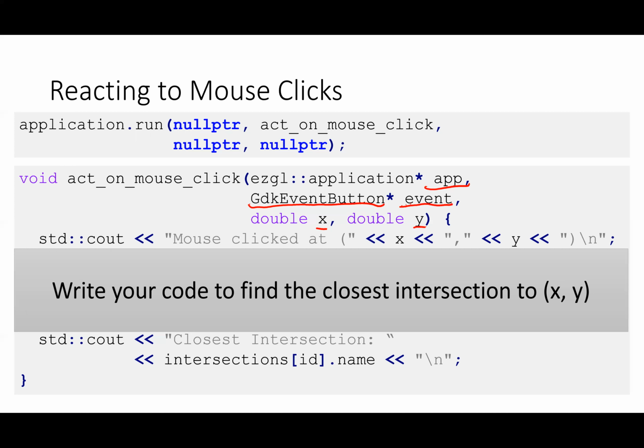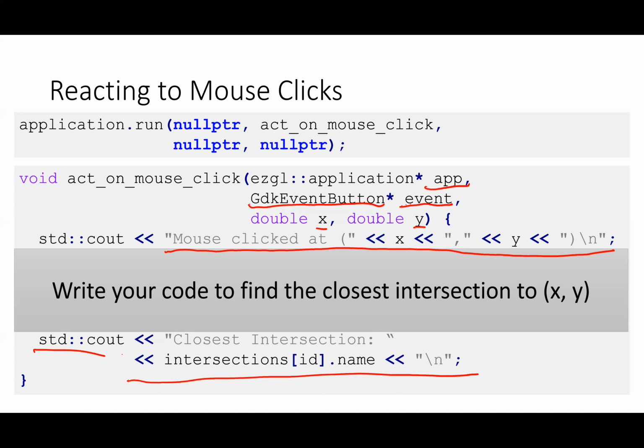What we want to do is, actually a good idea for your callbacks, at least until you do your final submission, to tell you what's going on. So I'm going to have my callback print out where the click was. And then we want to find the closest intersection. And I want it to print out the name of that closest intersection. And I'm just going to print it to the terminal right now. Okay? How do I find this closest intersection? So I've just got an XY location. How do I find the closest intersection to it?